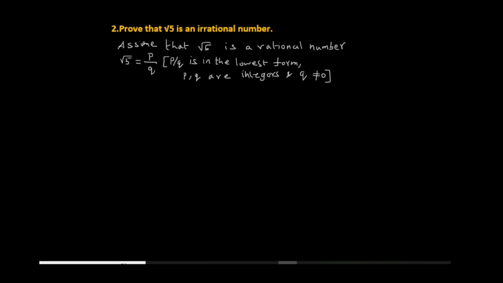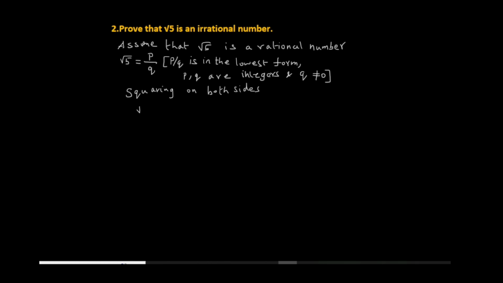When a rational number is written in the form of P by Q, definitely P and Q are integers. Then P by Q is in the lowest form, which means P and Q should not have any common factor, and the denominator should not be equal to 0. If the denominator is 0, then it is an indeterminate number. We cannot find the value for the number. Now what to do? We're going to square on both sides.